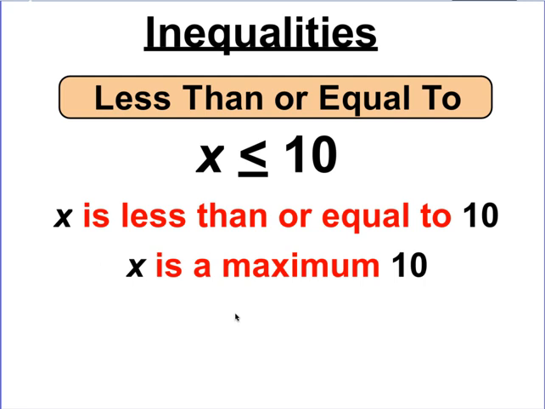X is a maximum of 10. So maximum is like the ceiling. It cannot go above 10, but it can go below it, which means, again, it could start at 10 and go down. 10, 9, 8, 7, and keep going.